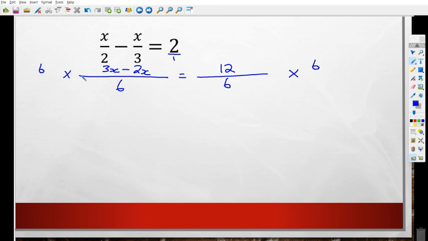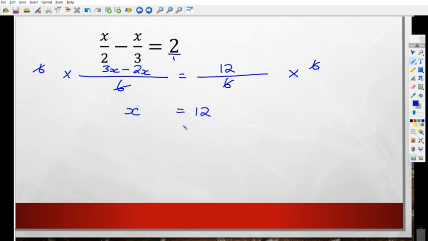On both sides I'm being divided by 6. What's the opposite of divide? A multiply. Multiply by 6. Multiply by 6, the 6's cancel. And I'm left with 3x minus 2x on the top there, which is just x, equals 12.